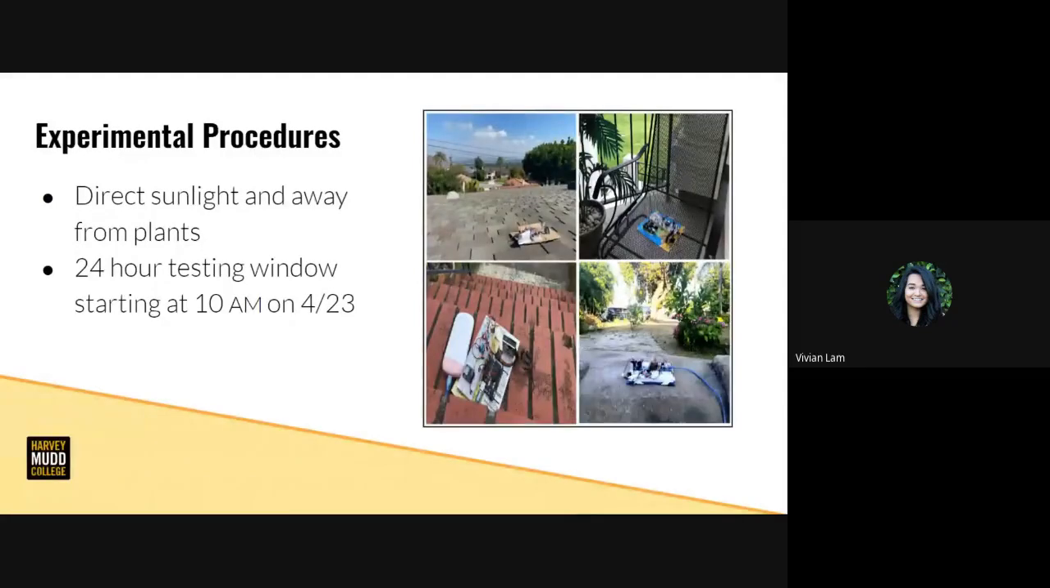Experimental procedures. So for our experiment, we had to have our sensors outdoors since we were looking at outdoor dust densities. And from our data sheets, we found that it would be best to have it in direct sunlight and away from plants. Our testing period was 24 hours, and this started at 10 a.m. on April 23rd.